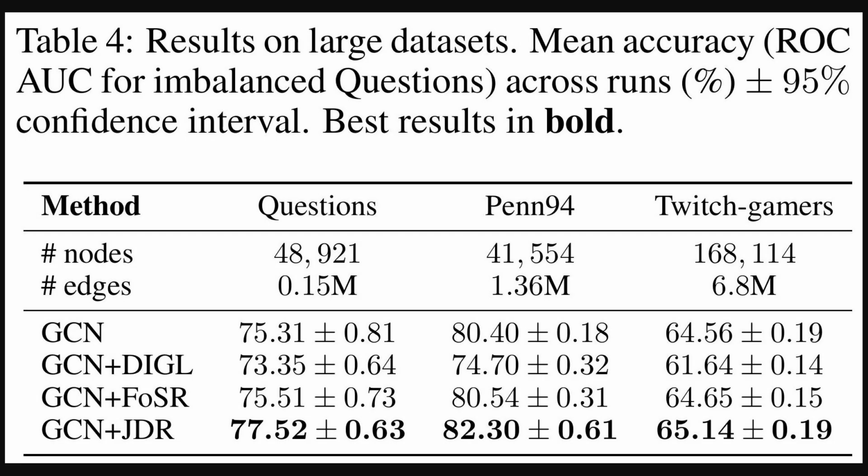Okay, and this pattern of improvement holds even for larger graphs. This table, Table 4, specifically looks at bigger datasets: Questions, Penn94, and Twitch-gamers. You can see they have tens or hundreds of thousands of nodes and millions of edges. Well, even at this scale, applying JDR to GCN, that bottom row, consistently delivers the best accuracy across all three, shown again in bold. It really demonstrates the method scales effectively.